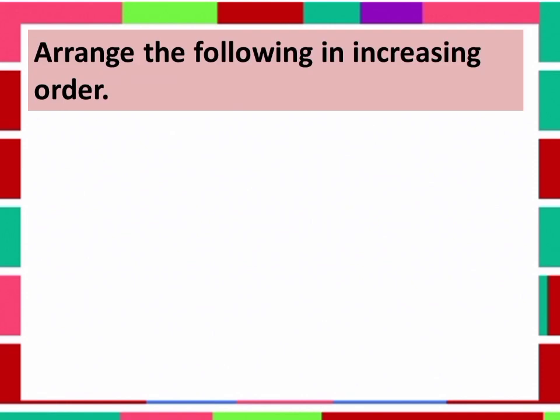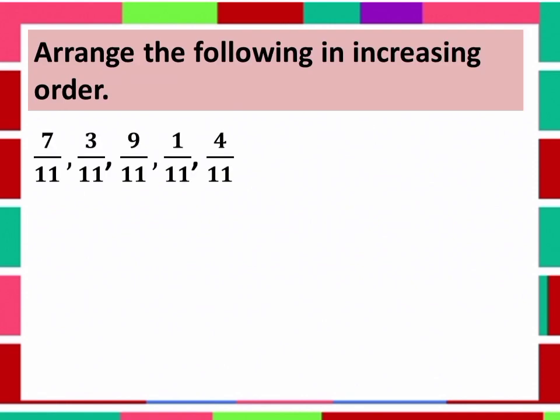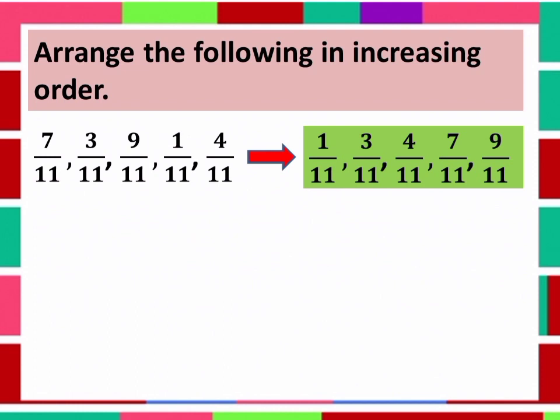Next, let's try to arrange the following in increasing order. So for example, 7 over 11, 3 over 11, 9 over 11, 1 over 11, and 4 over 11. So, since they are similar fractions, at increasing order ang hinahanap niya, so, pataas. So, magsa-start tayo sa 1 over 11, 3 over 11, 4 over 11, 7 over 11, and 9 over 11. So, yung numerator, yung inaayos natin dito kasi similar lang naman ang kanilang denominator. So, pataas yung numerator.